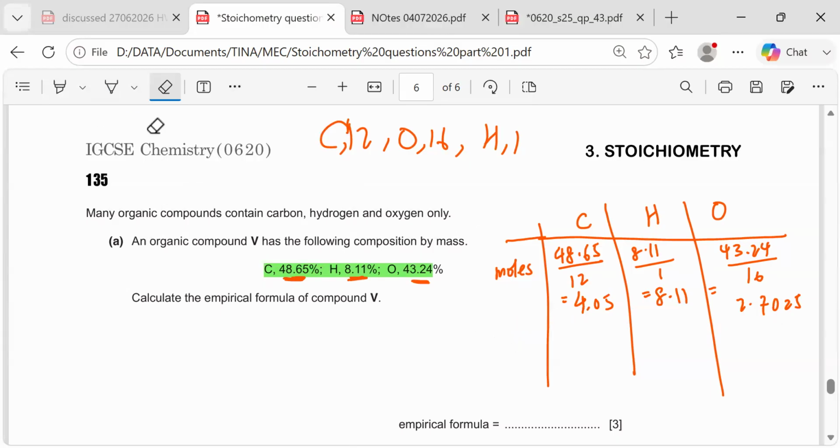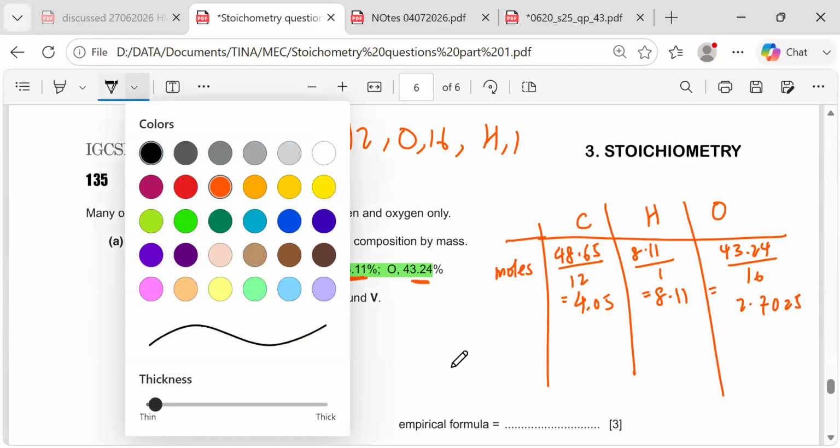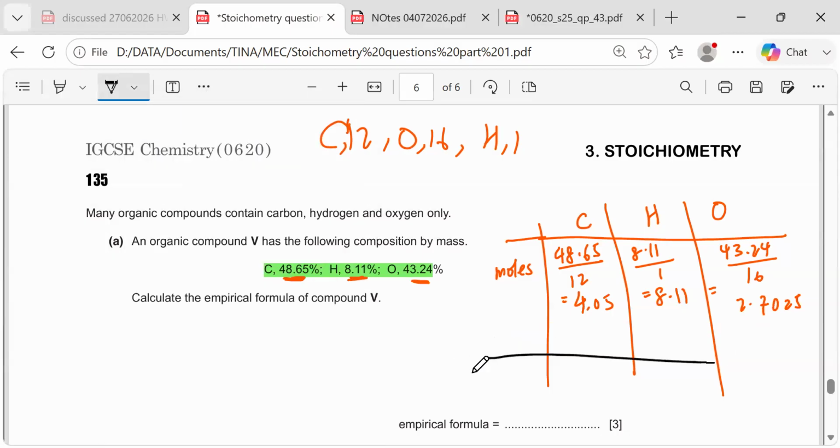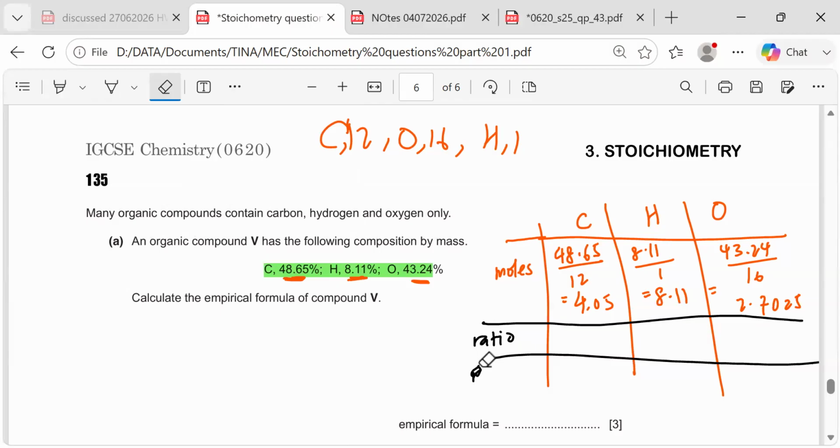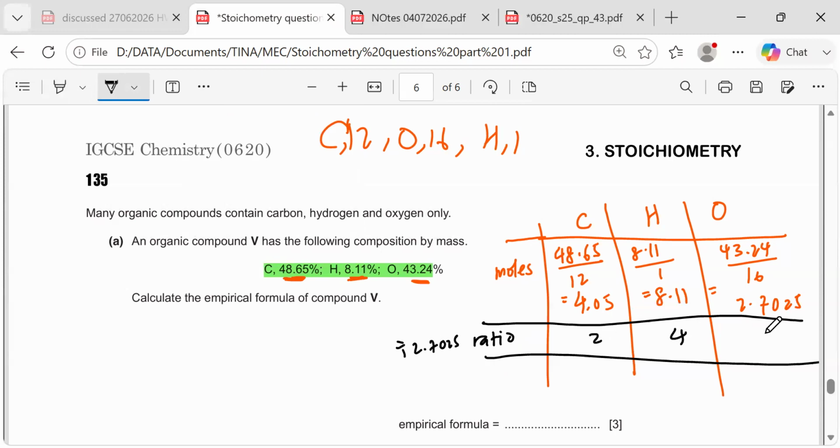In order to find the ratio, what do you do? Divide by the smallest number. Who is the smallest number in all three? 2.7. So you take everybody and divide by 2.7. You will get 2, 4, 1. So your formula is C2H4O. The 1 there is no need to write.